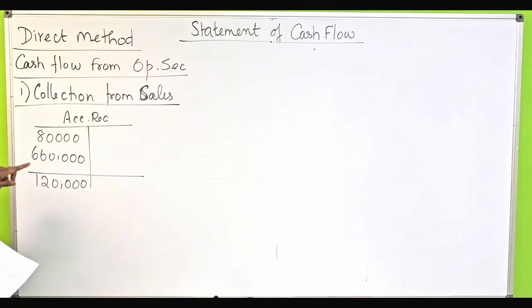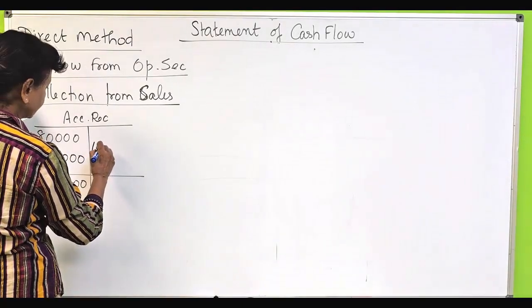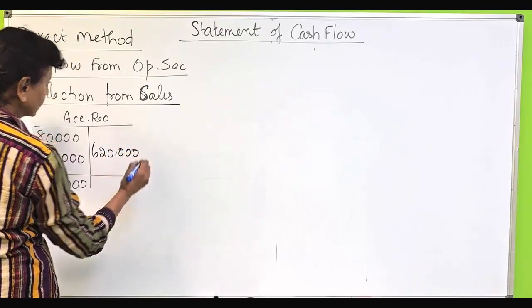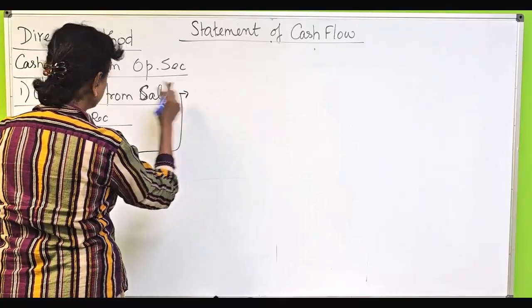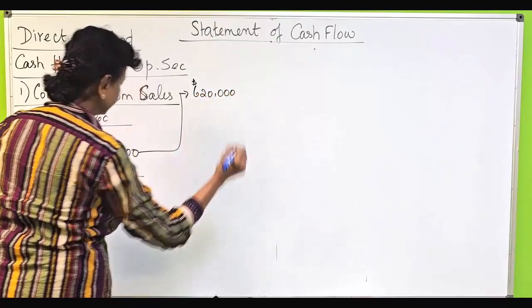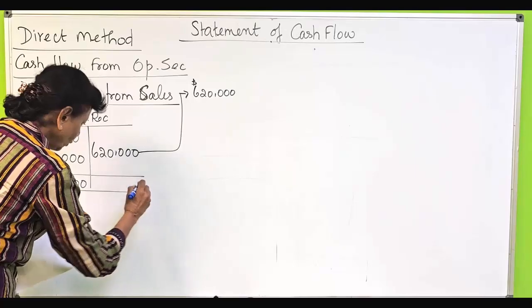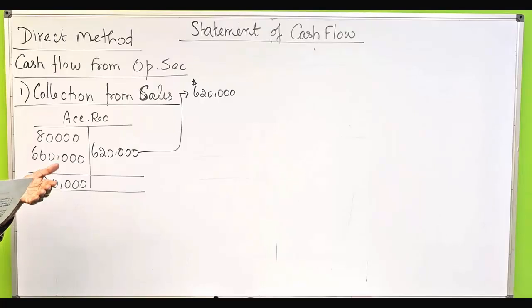What it means is, out of this $660,000 sales, they did not collect $40,000. Therefore, out of the total receivables, they collected $620,000. So you take this number: collection from sales, $620,000. This is the only item for which the company is going to have a collection.